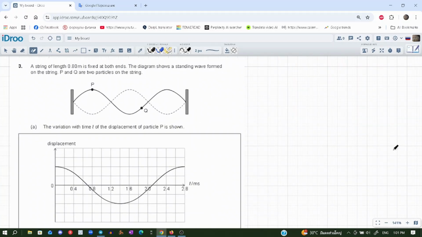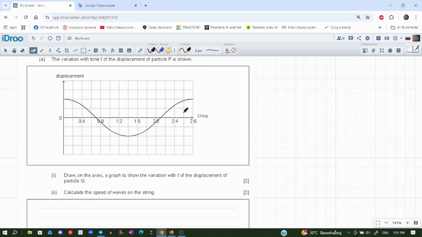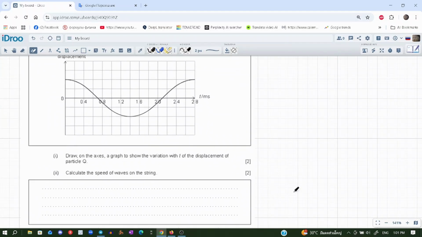Number 3. A string of length 0.8 meters is fixed at both ends. The diagram shows a standing wave formed on the string. P and Q are two particles on the string. The variation with time t of the displacement of particle P is shown. Draw on the axis a graph to show the variation with t of the displacement of particle Q.